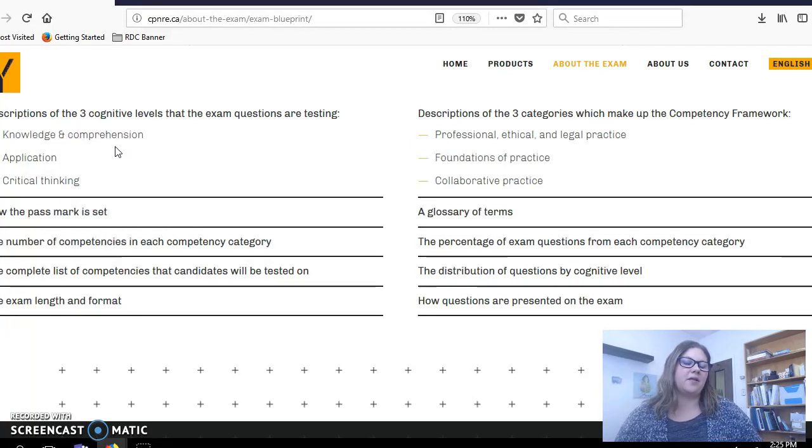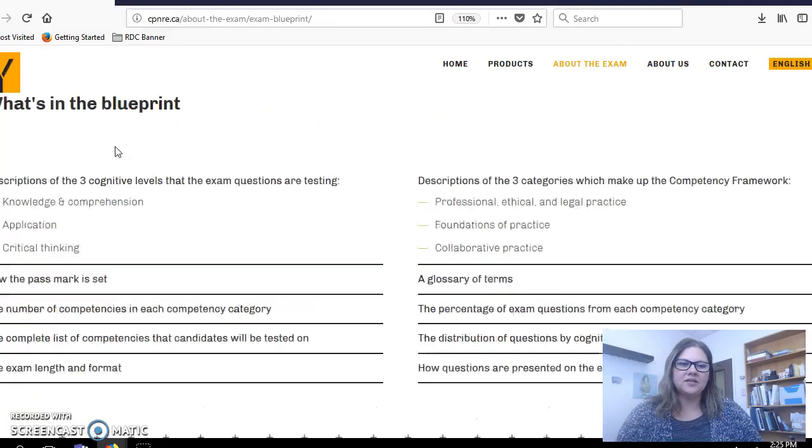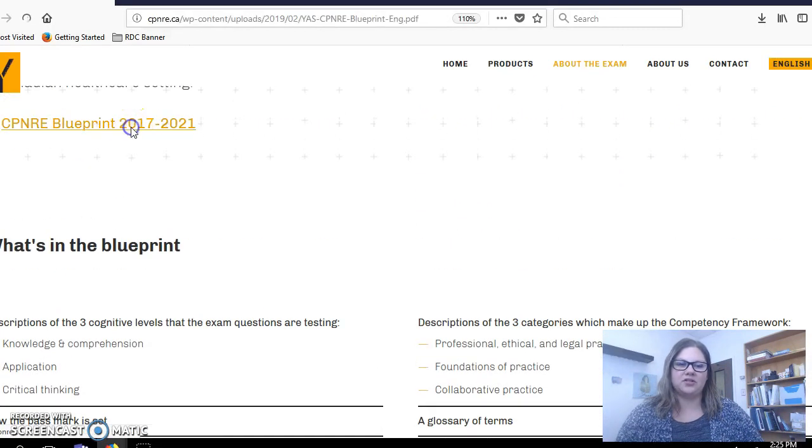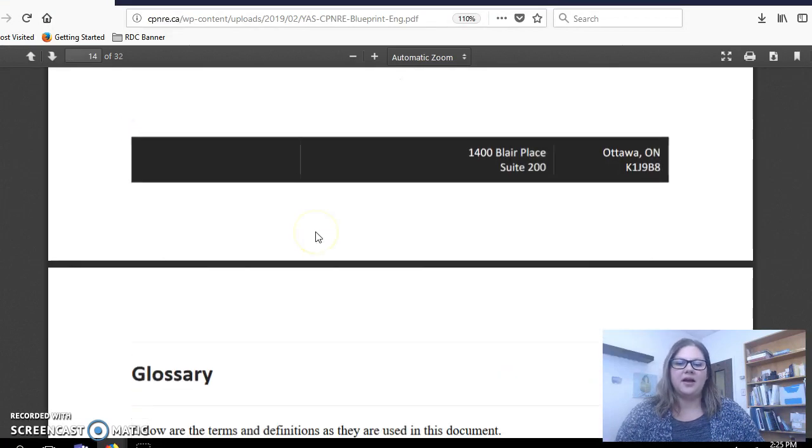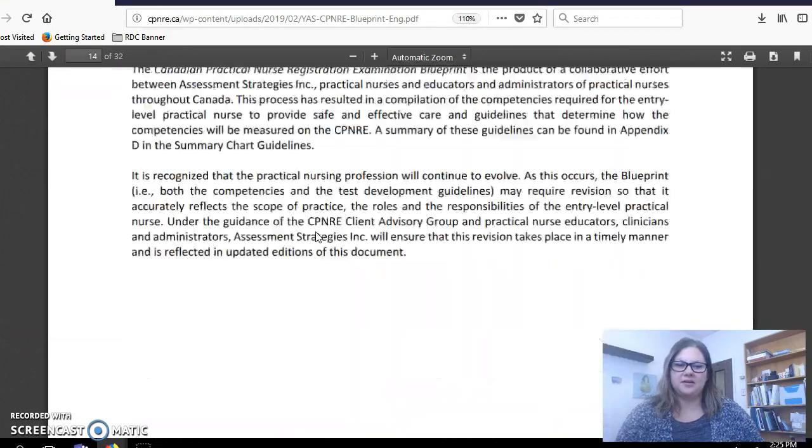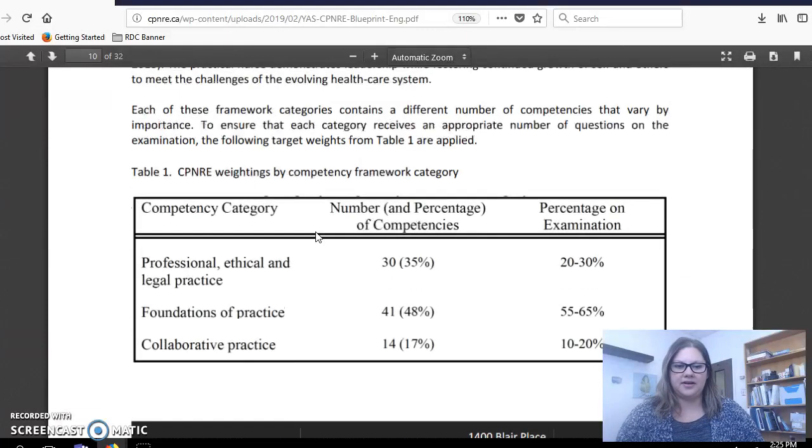In the blueprint, it talks about how the pass mark is set, and there's a big mathematical formula. I'll let you figure that out. And there are competencies. Each exam question is going to be related to a competency. The competencies in the CPNRE exam are professional, ethical, and legal practice, foundations of practice, and collaborative practice. And you can see the breakdown in the corner there, how many percent of the examination is going to be on those competencies.